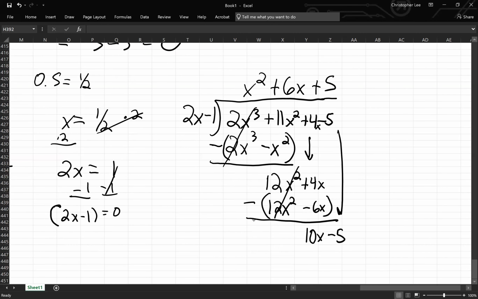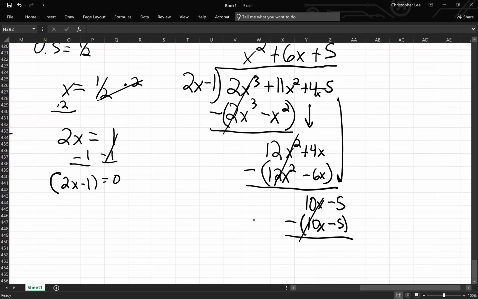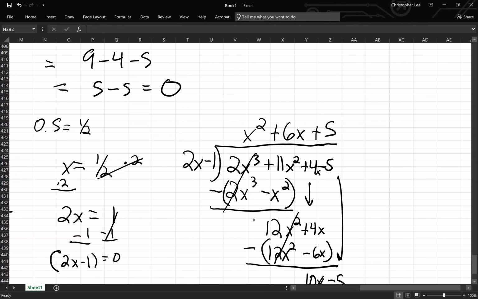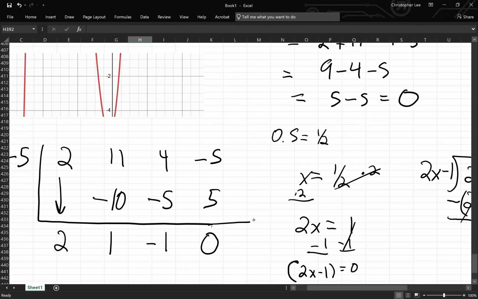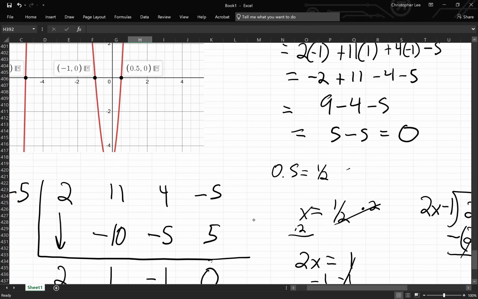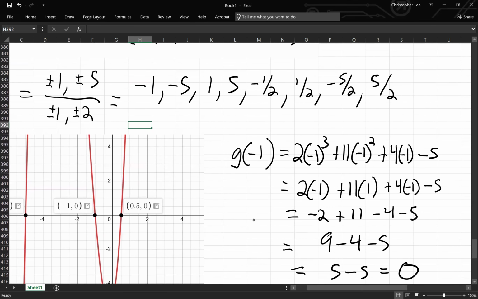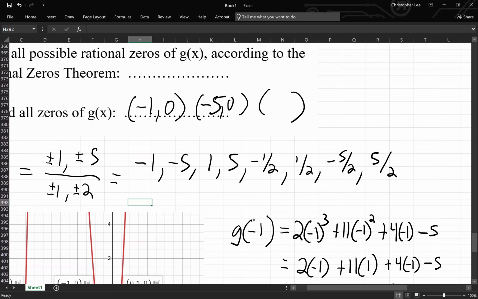Now 5 times 2x is 10x. 5 times -1 is -5. This is a polynomial again. 10x minus 10x, that cancels. -5 minus -5, that's going to give me remainder 0. So 2x minus 1 is indeed a factor, right? So that means that x equals 1/2 is in fact a 0. So we have what? 1/2 comma 0, right?